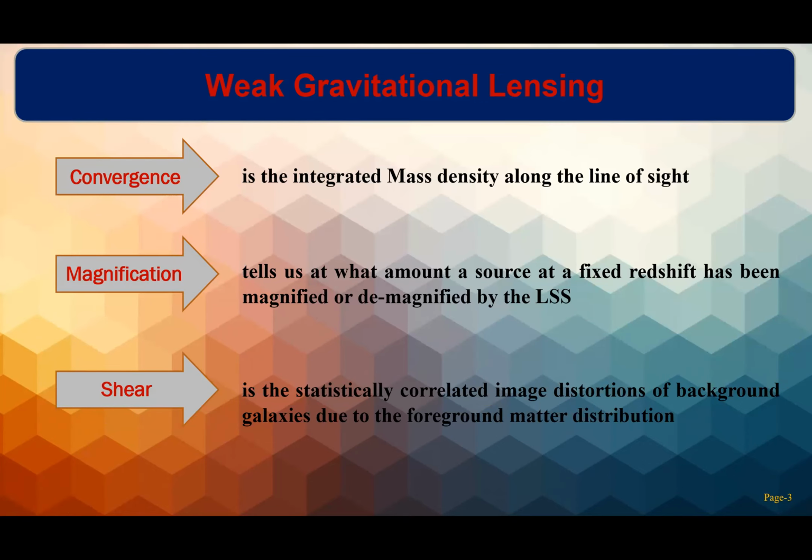So, what statistical quantities can we measure from weak gravitational lensing? The first one is convergence, that is the integrated mass density along the line of sight. The second one is magnification, that tells us how much magnified or demagnified the image is. And the third one is shear, that is the stretching along the axis.